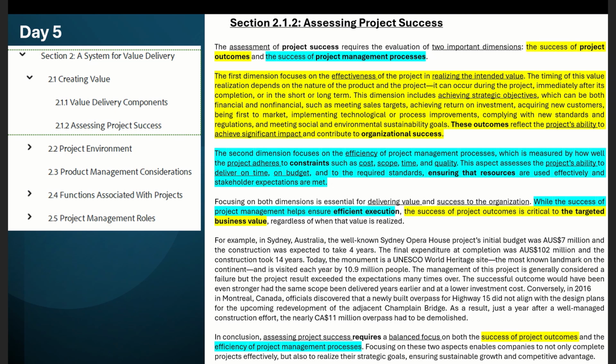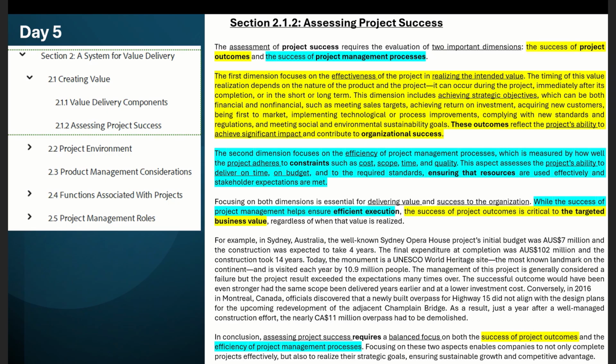What does it mean? It means that the outcomes reflect the project's ability to achieve significant impact and contribute to the organization's success. And the second dimension, on the other hand, reflects the efficiency of the project management process, which measures how well the project addresses controls like cost, scope, time, and quality. These aspects show the project's ability to deliver on time and on budget, and require the standard that resources are used effectively, along with the stakeholders. That is the most important, my friends. That is the most important inside this part.